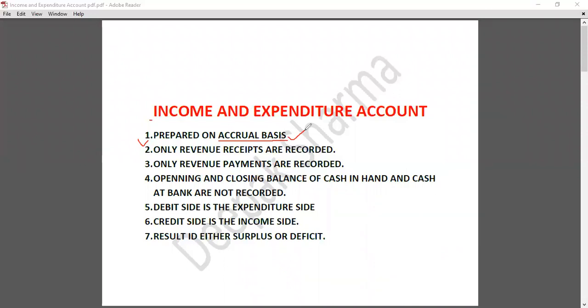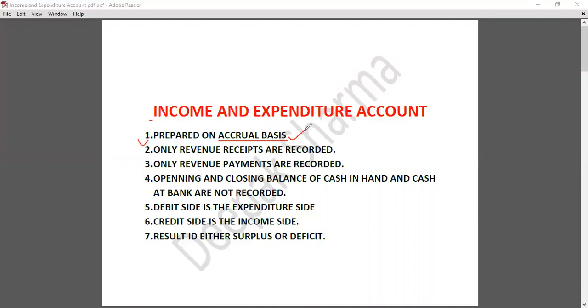But what happens in accrual basis? In accrual basis, we also show those transactions for which there has not been any actual receipt of cash or actual payment of cash. Even if the transaction does not involve any receipt or payment of cash, that will also be recorded in income and expenditure account if the transaction has become due. Suppose, for example, we can take depreciation. Depreciation is an item for which there is no actual receipt or payment of cash, but still depreciation will be recorded in income and expenditure account.